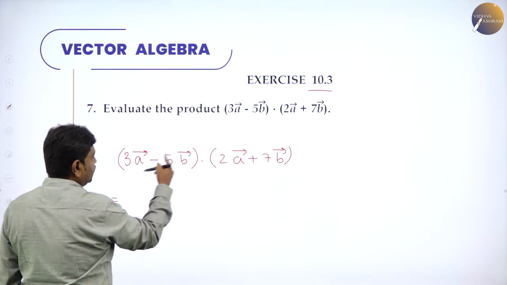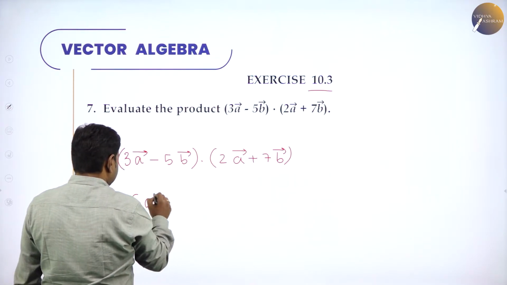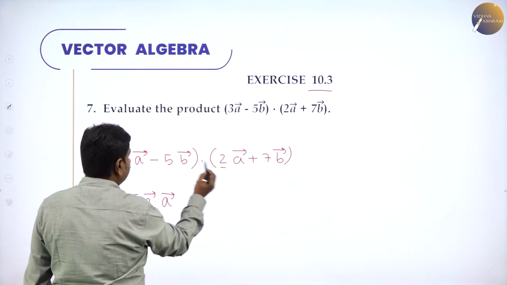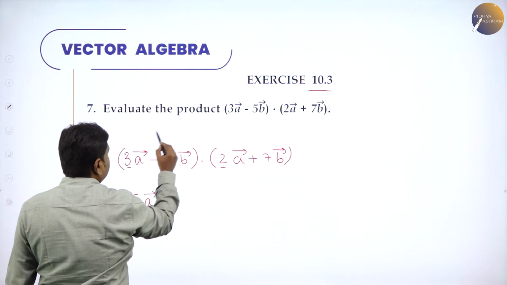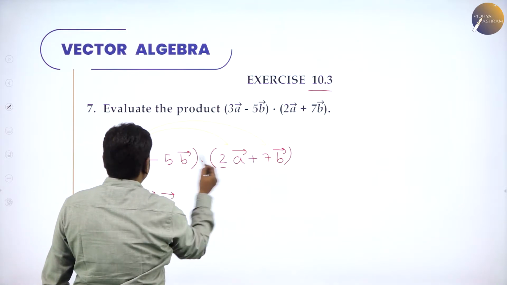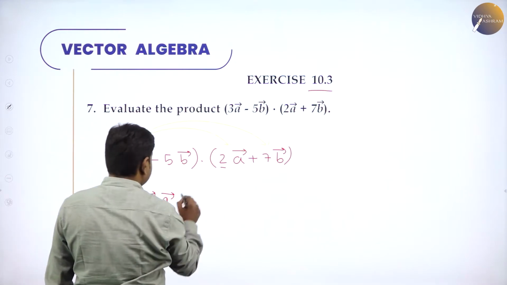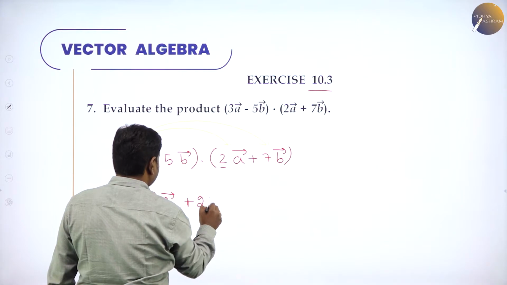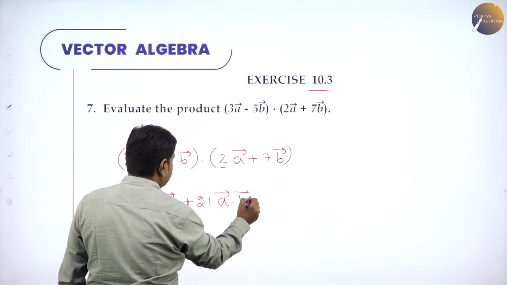If you do that, 3 into 2, 6 A dot A. First, multiply the numbers. 3 into 2. So first, what I am doing? 3A with 2A multiplied. Then I'll multiply 3A with 7B. So plus into plus, like normal algebra, is plus. 3 sevens are 21, and vector A dot vector B.